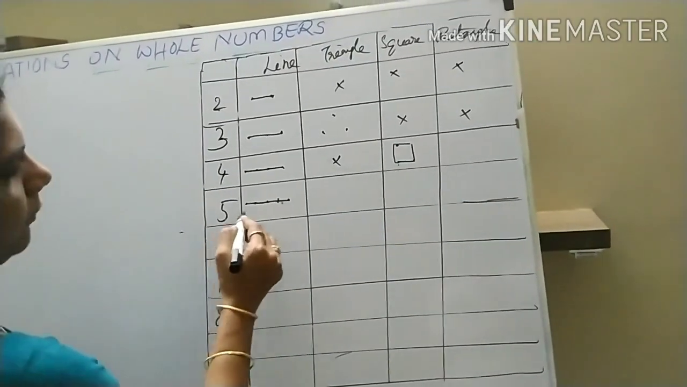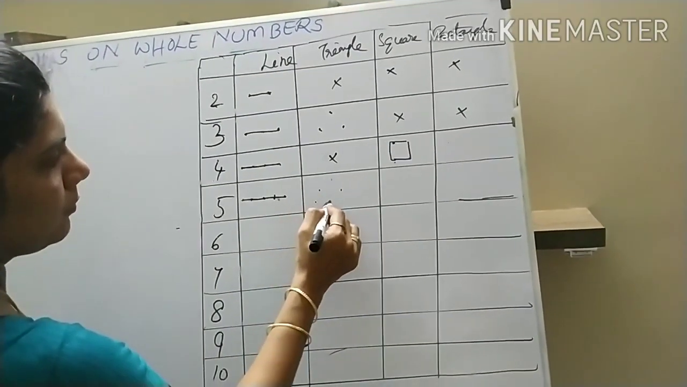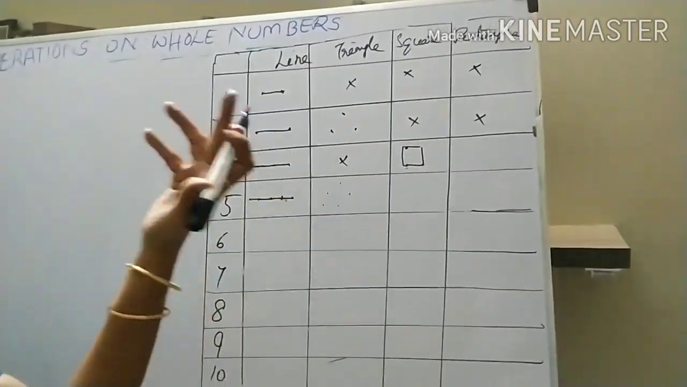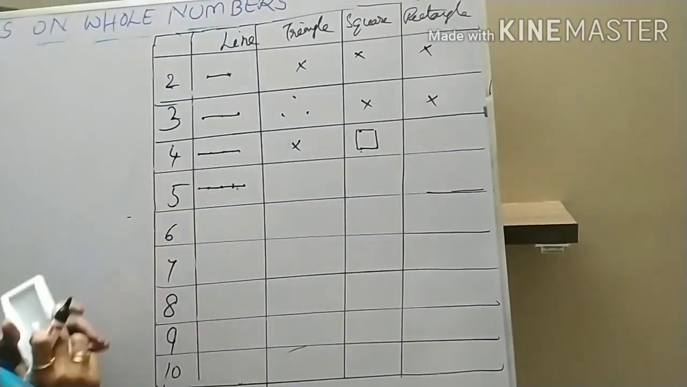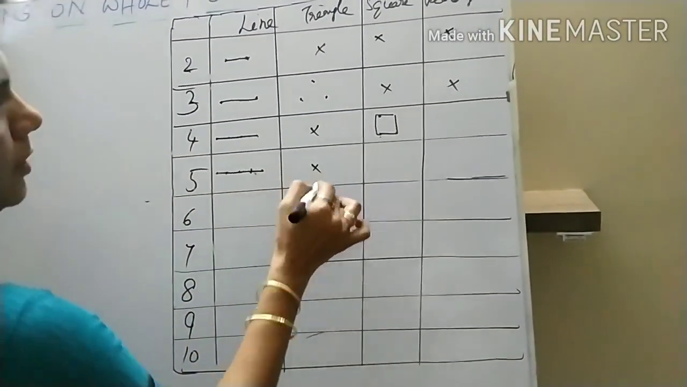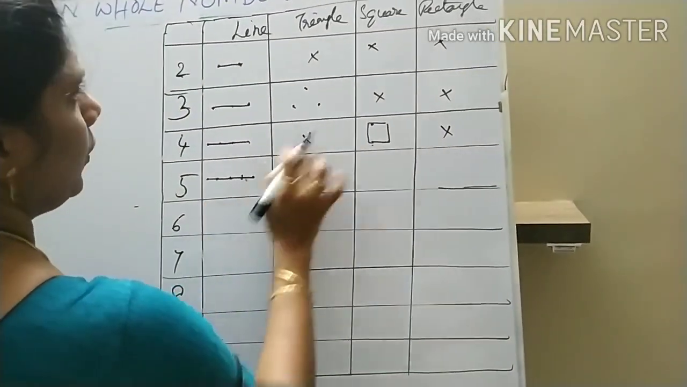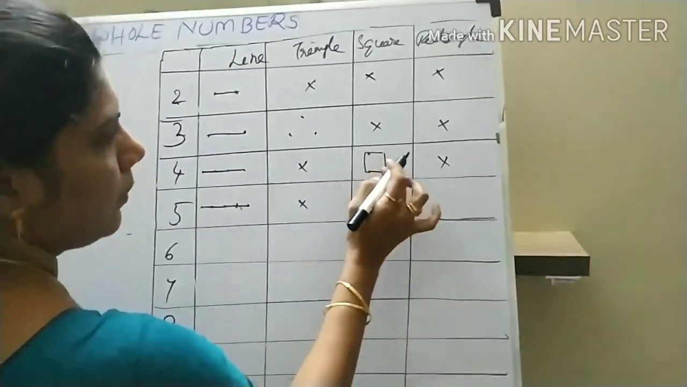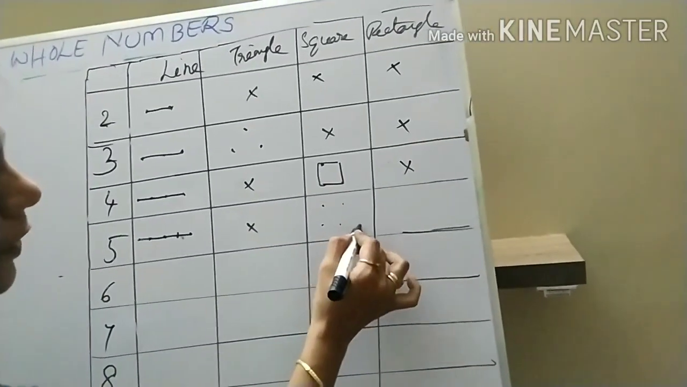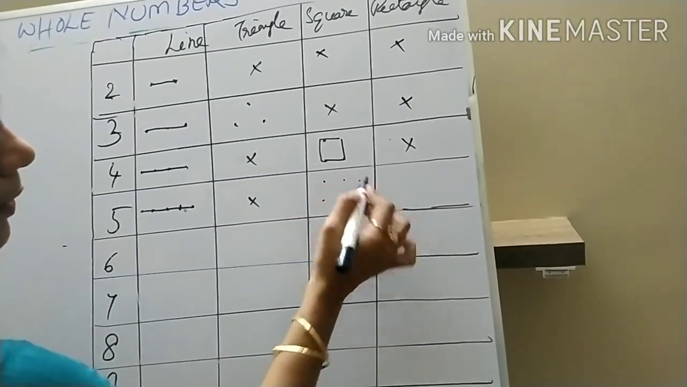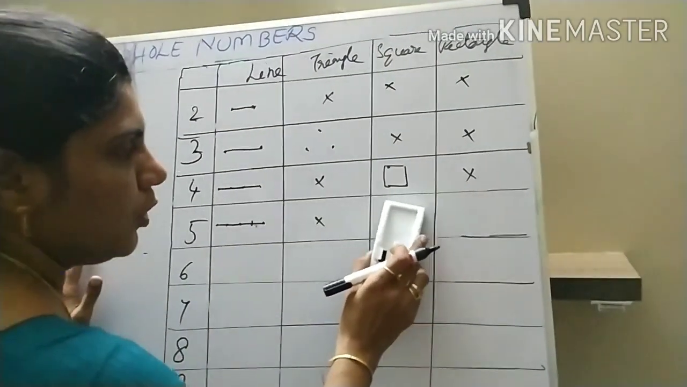With these 5 dots, can I make a triangle? 1, 2. No. The triangle is not filled, so you can't form a triangle here. So this is not possible. Here also this is not possible. If you take a square, you have added 2 dots, and with another 1 dot, either here or here, you can't complete this square. So this is also not possible.